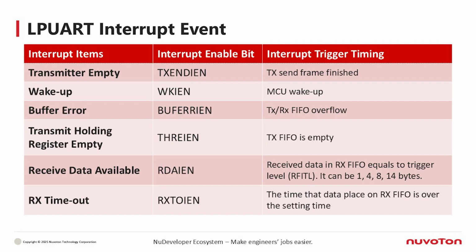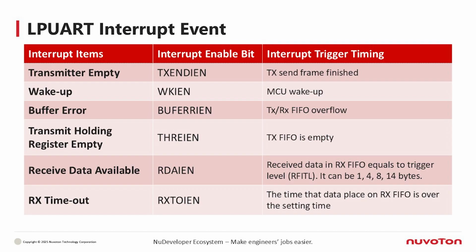The Low Power UART supports 10 different interrupt events. This table highlights some of the most important ones, along with the related registers and their trigger conditions. 1. Transmitter empty. This interrupt is triggered when the Low Power UART finishes sending a transmission packet. 2. Wake up. Used to wake up the MCU from low power modes. 3. Buffer error. Triggered when either the receive FIFO or transmit FIFO overflows. 4. Transmit holding register empty. This occurs when the transmit FIFO becomes empty.